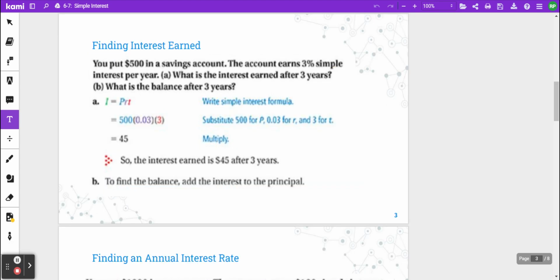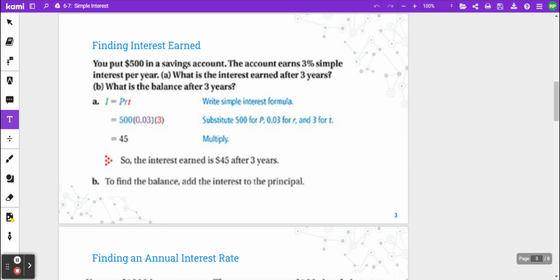For the first example, the problem says you put $500 in a savings account. That initial amount of money is your principal. The account earns 3% simple interest per year, so that would be your interest rate. And we are asked A, what is the interest earned after 3 years? And B, what is the balance after 3 years?